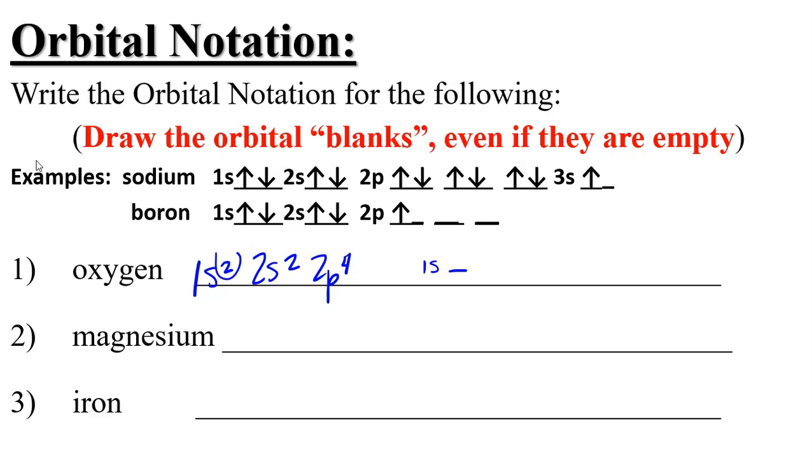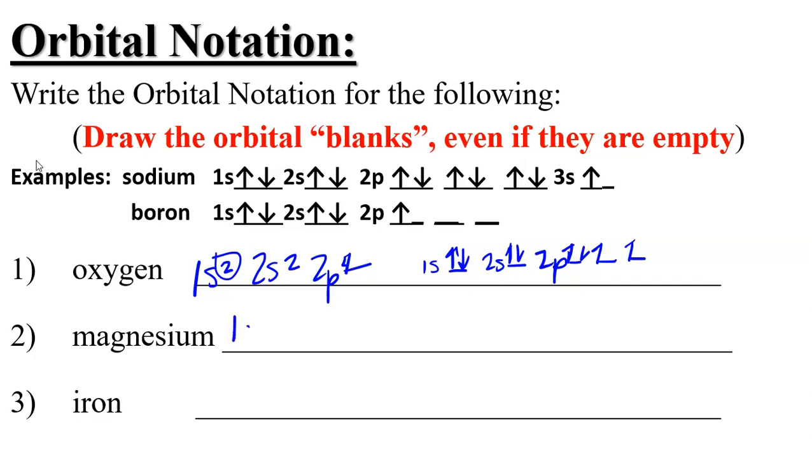And he has 2 in 1s. So we're going to have 1, 2. 2s, he has 2 as well. So 1, 2, and then 2p has 3 spots, and he has 4 electrons. So you've got 1, 2, 3, 4.